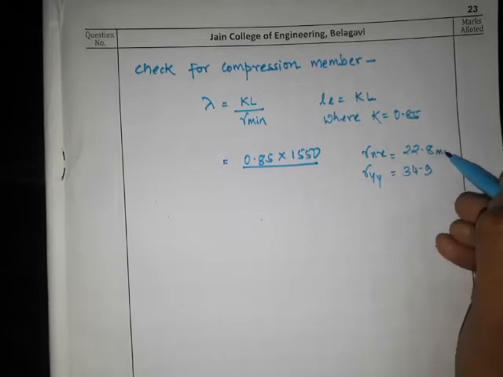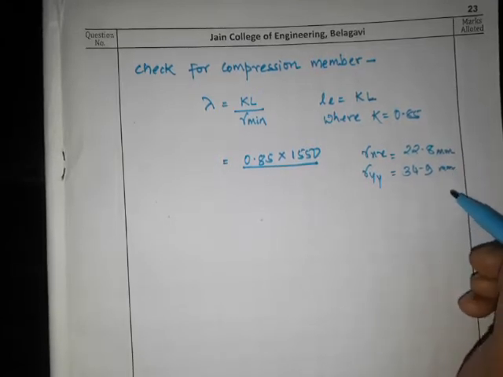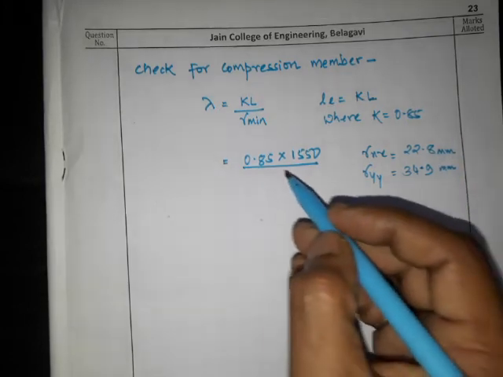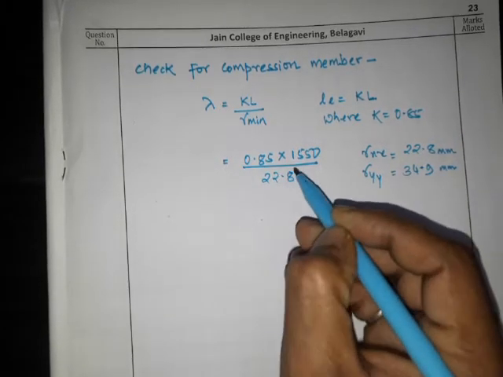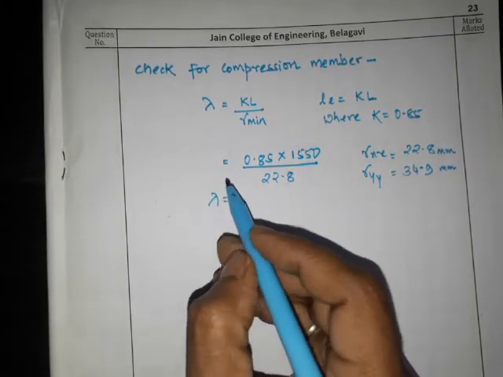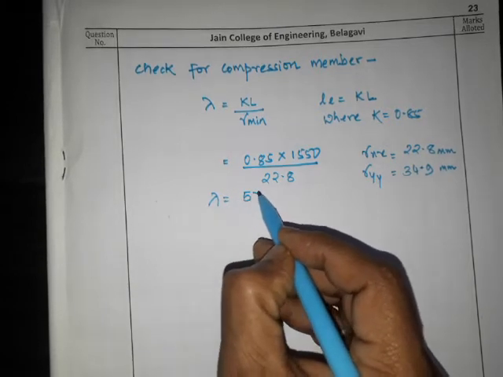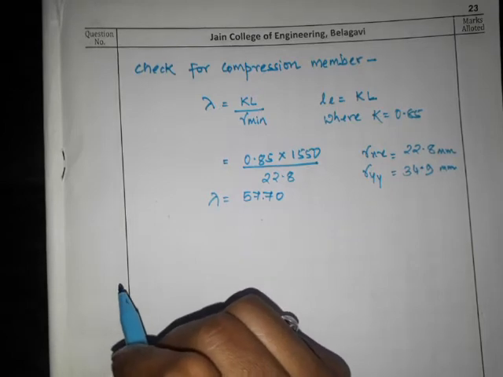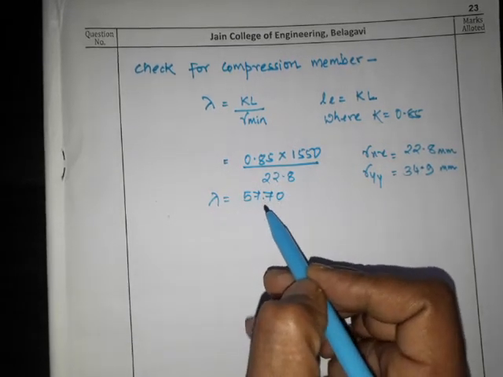We get these two values. You have to choose the least of these two, r minimum, which is nothing but rxx, that is 22.8. So we get lambda equal to 57.7. The value of lambda, the effective slenderness ratio, is 57.7.